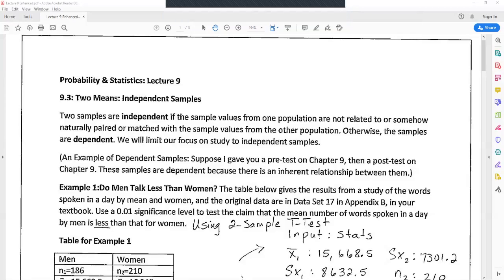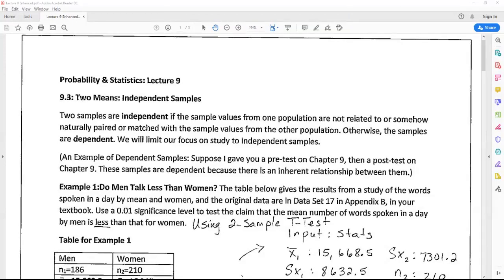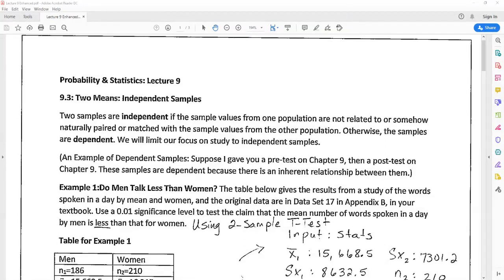This is an overview of Lecture 9, and in Lecture 9, we're going to focus primarily on the differences for two means when the samples are independent. Two samples are independent if the sample values from one population are not related to or somehow naturally paired or matched with sample values from the other population. Otherwise, the samples are dependent. And again, we're going to focus our study on independent samples.